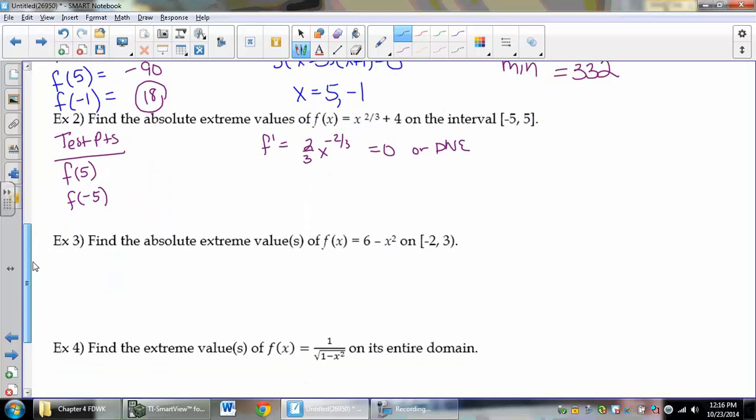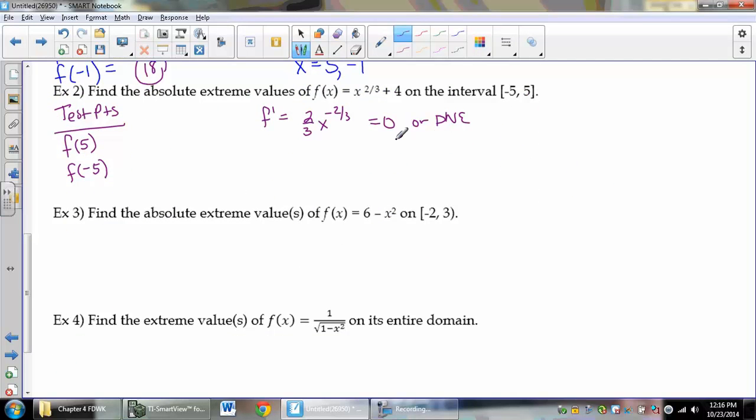But down here, when does this equal 0 or not exist? Well, I'm going to rewrite this as a fraction because it's easier to handle some of these equations when you see them as fractions. So this is 2 over 3 times the cube root of x squared. And I want to know when that equals 0 or does not exist. A fraction equals 0 when the top equals 0, and that's never going to happen. And a fraction does not exist when the bottom equals 0, and the bottom equals 0 when x equals 0. So my only critical point is x equals 0.